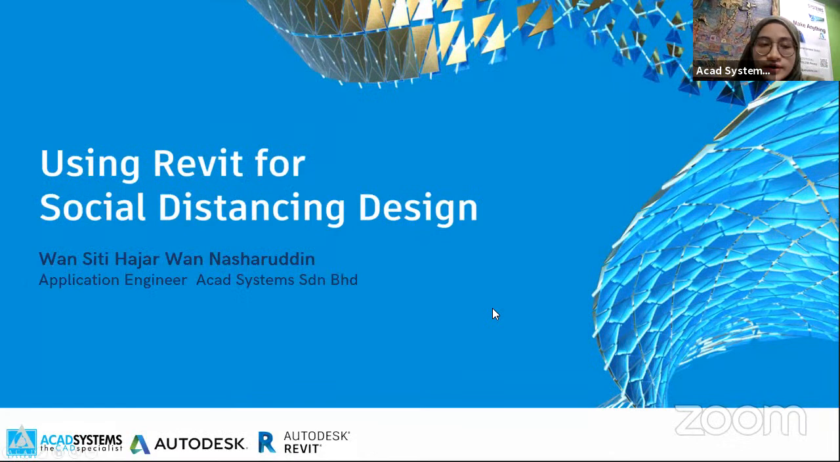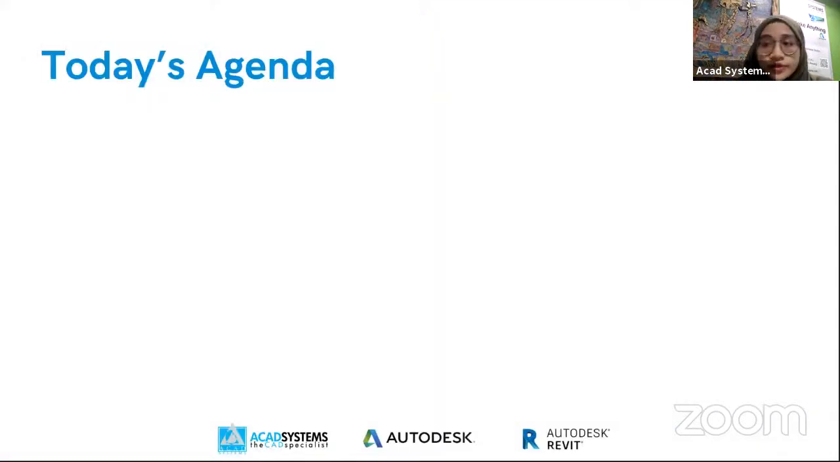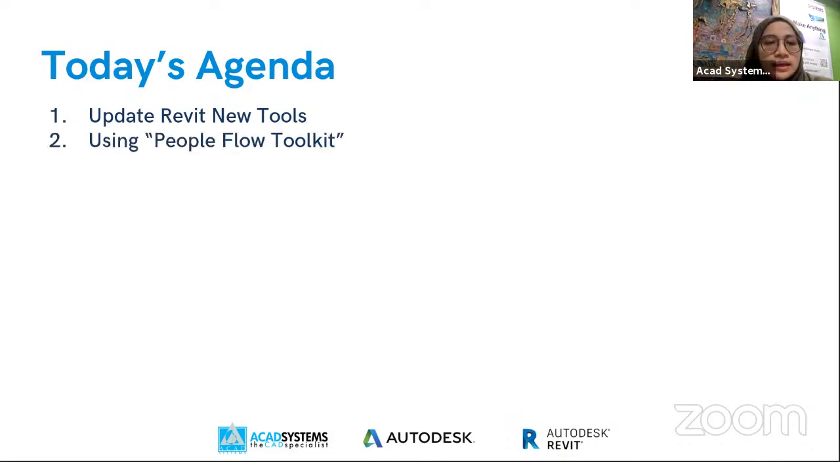So for today's free online lesson, you are with me, Wan Siti Hajar, and I'm an application engineer from Acadsystems Sdn Bhd. So for today's agenda, I'm going to talk about how we can do an update for Revit new tools. If you have any Revit new tools, then you can do this quick update. And then I'm going to talk about how we can use a people flow toolkit. If you want to use it for social distancing space design, we can use this add-in.